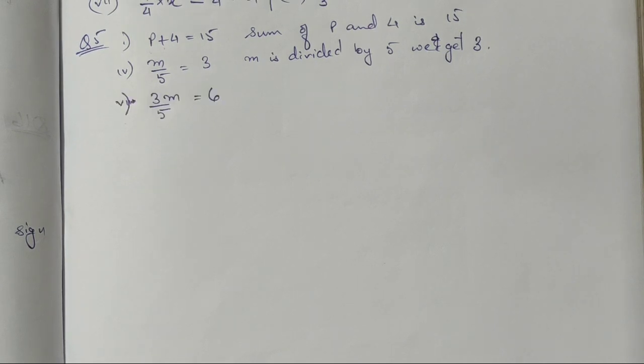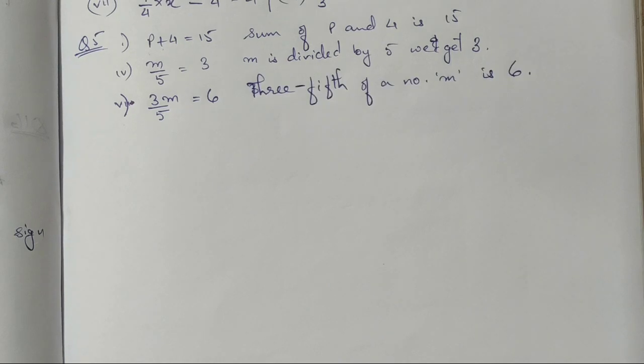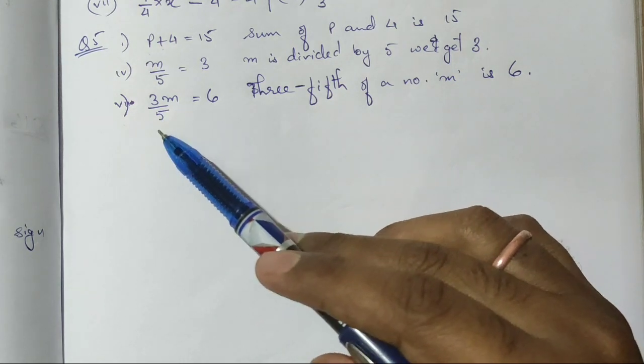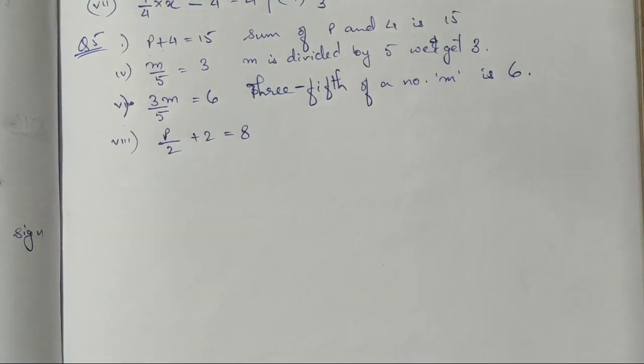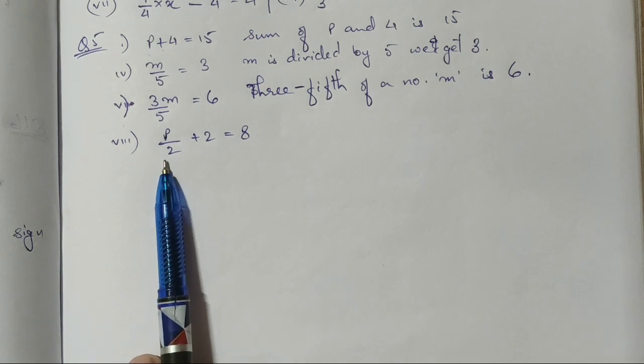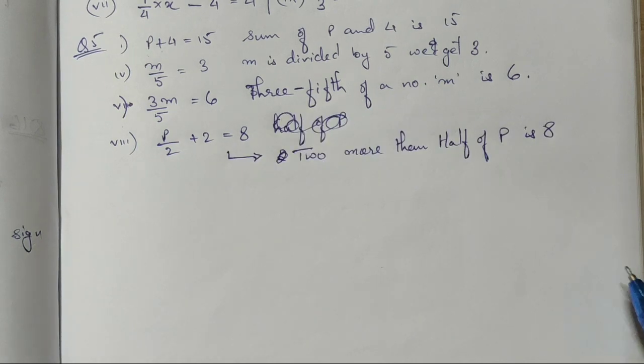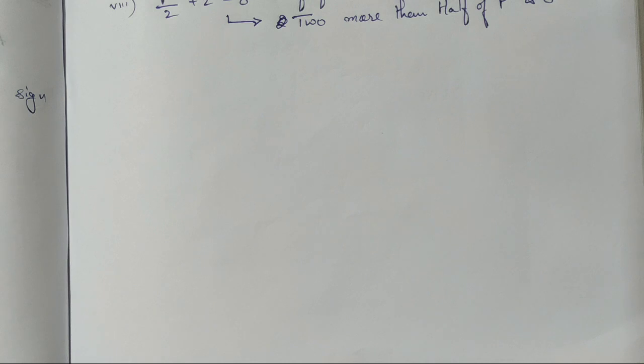In the next part, we can write that 3/5 of m is 6, or you can say that 3 times m is divided by 5 to get 6. Okay, so I'm writing here 3/5 of a number m is 6. You can also write that 3 times m is divided by 5 to get 6. Okay. In the next part, we can write that half of a number p is added to 2, then we get 8. Or we can write that 2 more than half of p is 8. So there are many ways to represent this equation in the statement form, and you can do the rest of the parts by yourself. Please comment in the comment section for question number 4, 4th and 5th part, and question number 5, 6 and 7 part.